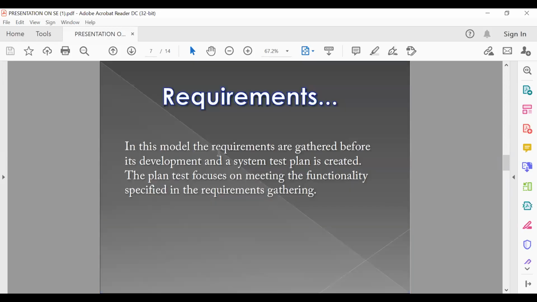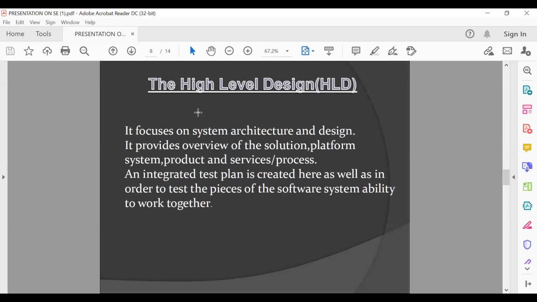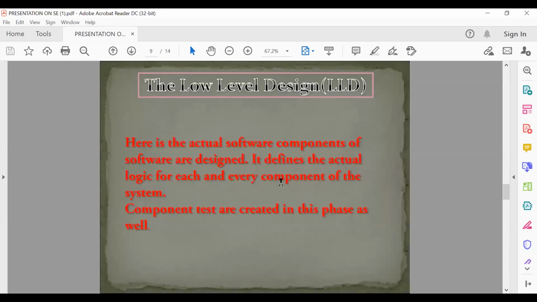In this model, the requirements are gathered before development, and a system test plan is created. The test plan focuses on meeting the functionality specified in the requirement gathering. I think these things have already been discussed. The high level design focuses on system architecture and design. It provides an overview of the solution, platform, system, product and service process. An integration test plan is created here, in order to test the ability of the pieces of the software system to work together. In low level designing, the actual software components are designed. It defines the actual logic for each and every component of the system. Component tests are created in this phase as well.